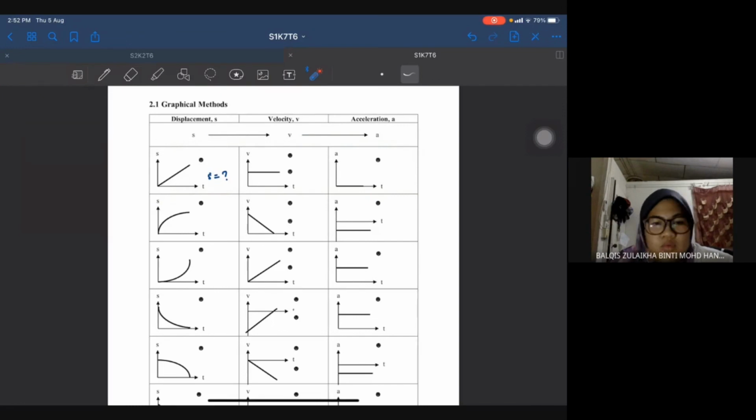Nanti minggu depan kita akan discuss. So tak perlu submit ke apa, just that I want you guys to write notes over there. You don't have to print ke apa, tak perlu pun. Tapi kalau kamu lukis balik, okay lah. Kalau tak nak, print balik boleh. Nanti saya kasih PDF.